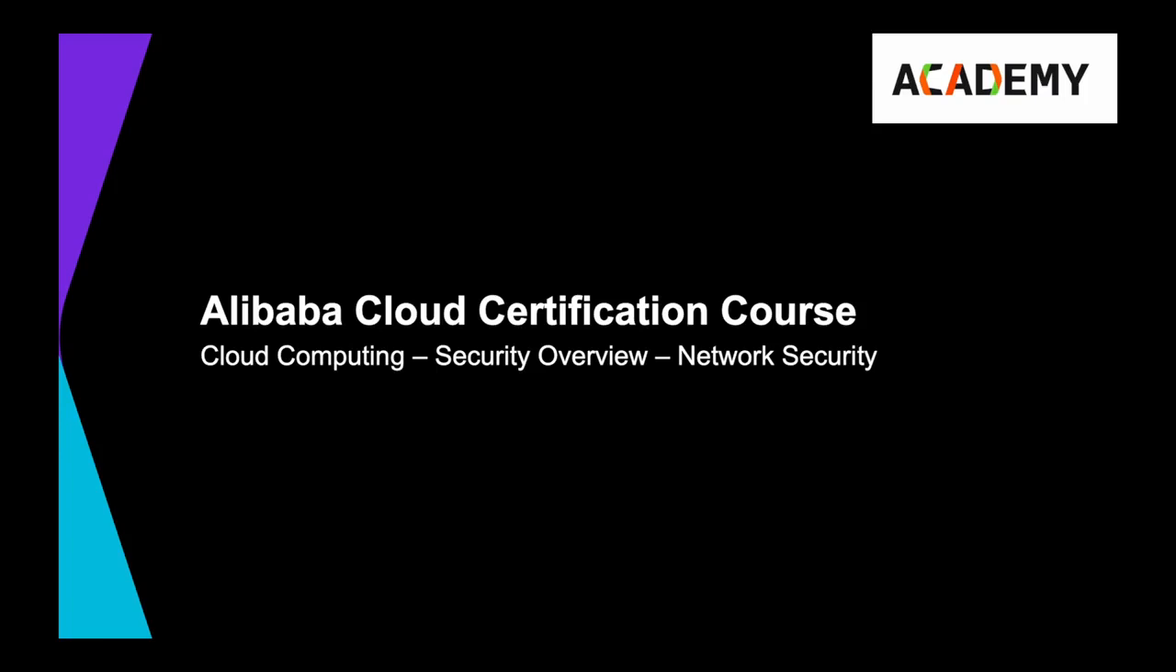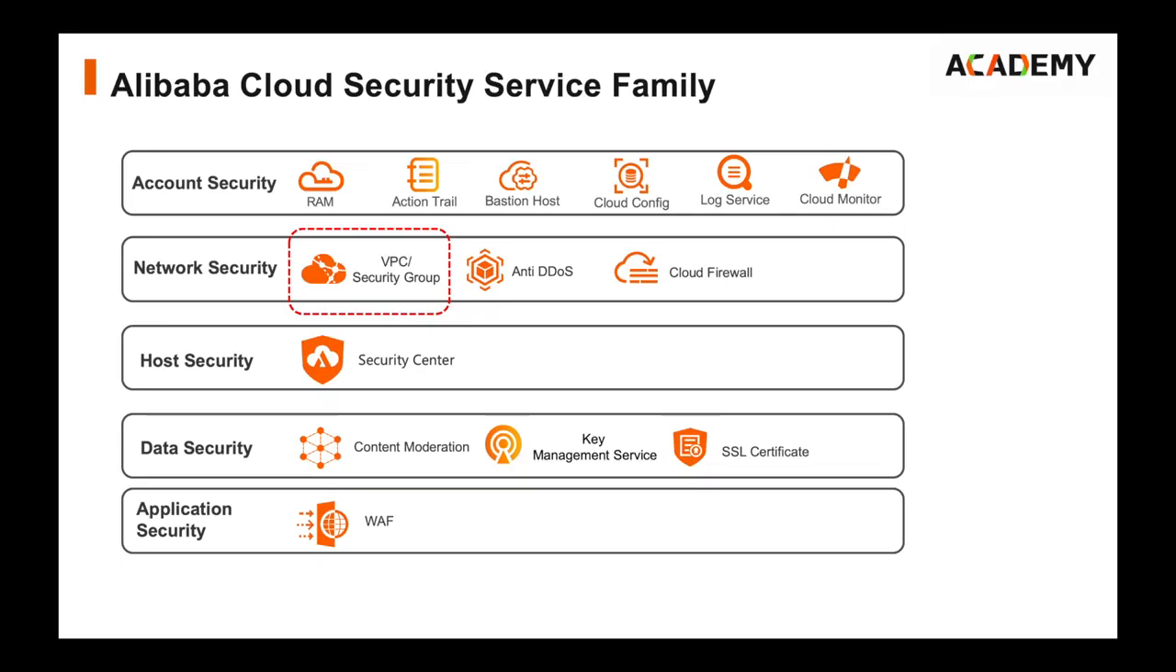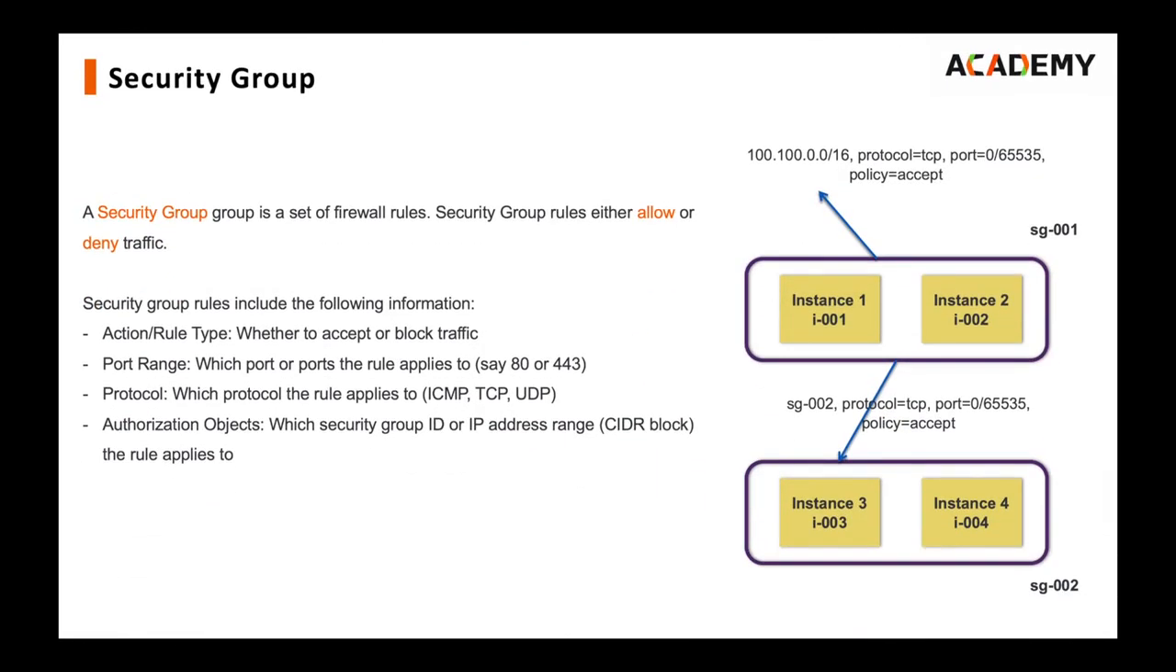Moving on to network security. So we'll start by looking at VPCs and specifically security groups, which are a function inside of VPCs. The security group is essentially a set of firewall rules. Security group rules either allow or deny traffic. Each ECS instance that you create has to be a member of at least one security group. This is essentially the firewall tool that's built into Alibaba Cloud VPCs.